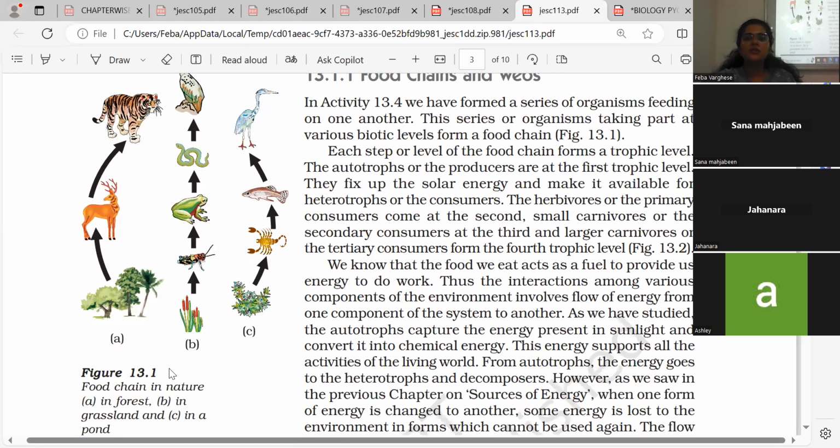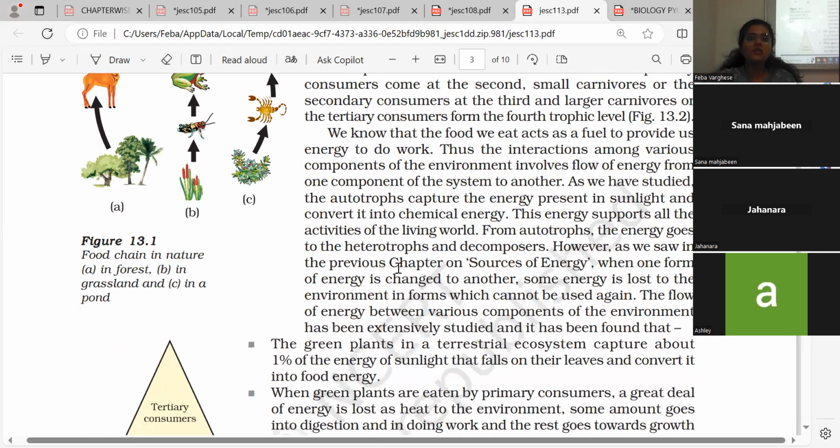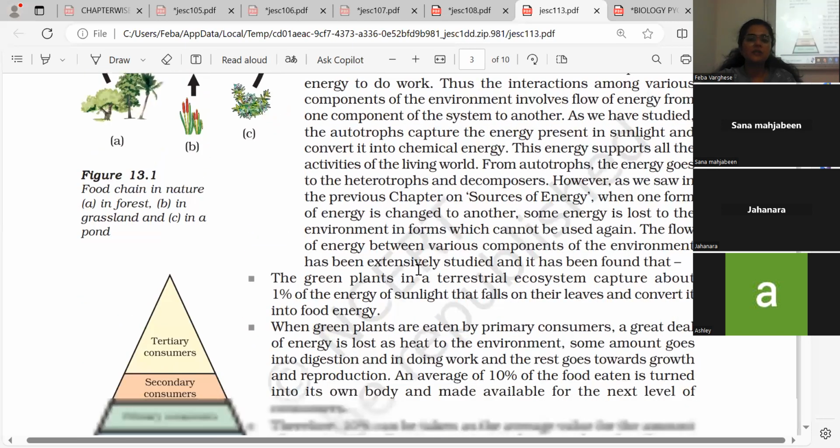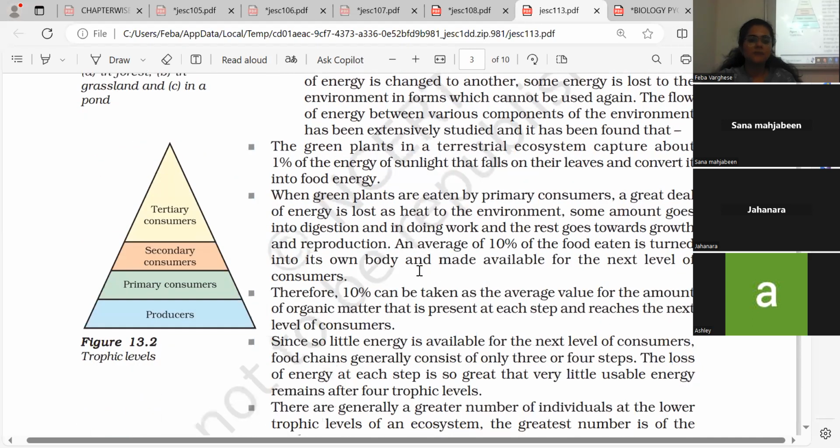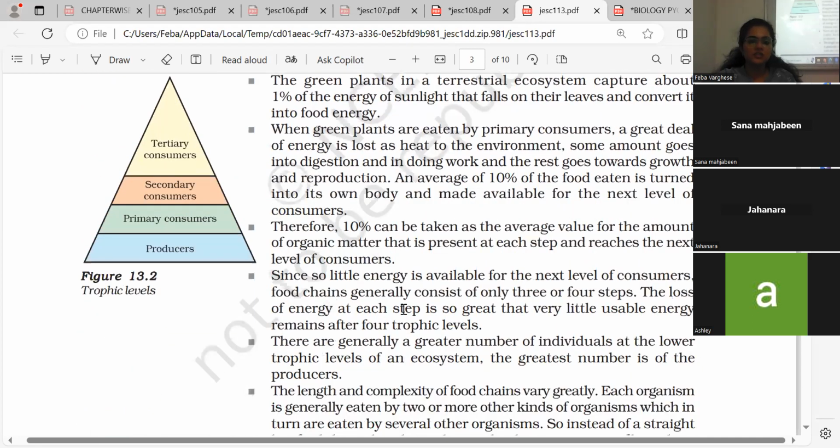And then how much amount of energy is captured by the plant from the sun? 1%. Yes, 1%. It will be very useful while you solve the questions. Yes, 1% of energy is transferred from the sun. Okay. Now, just go through this.